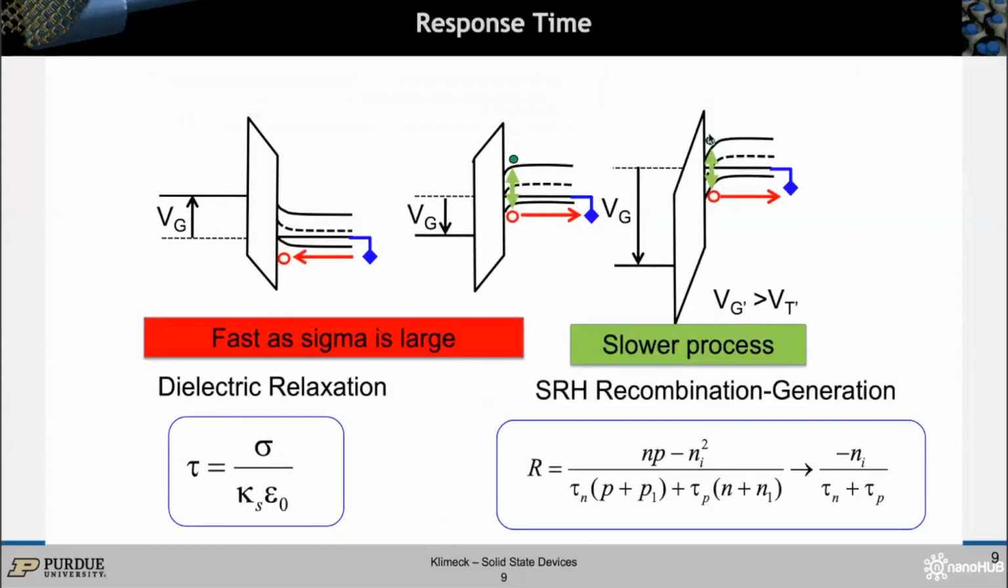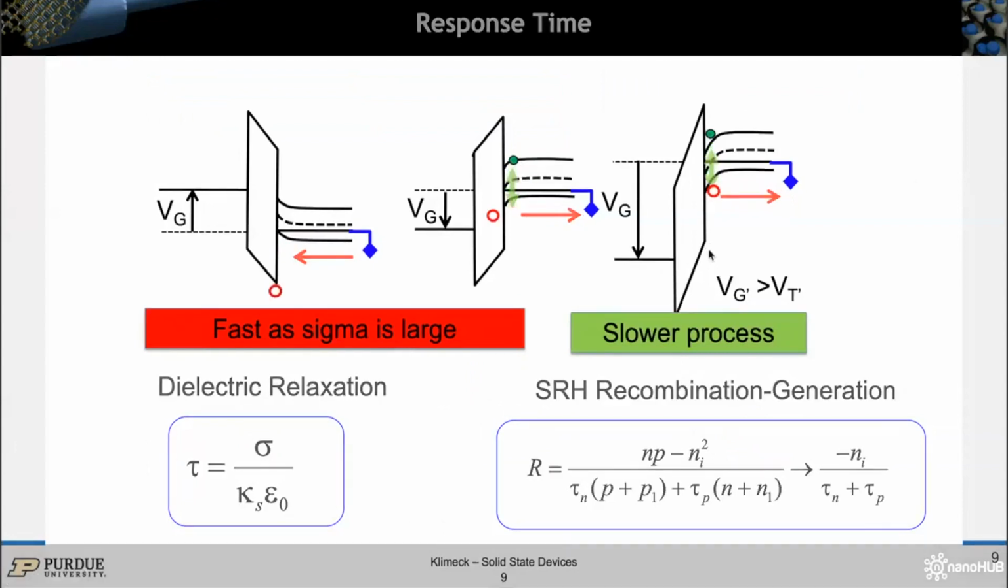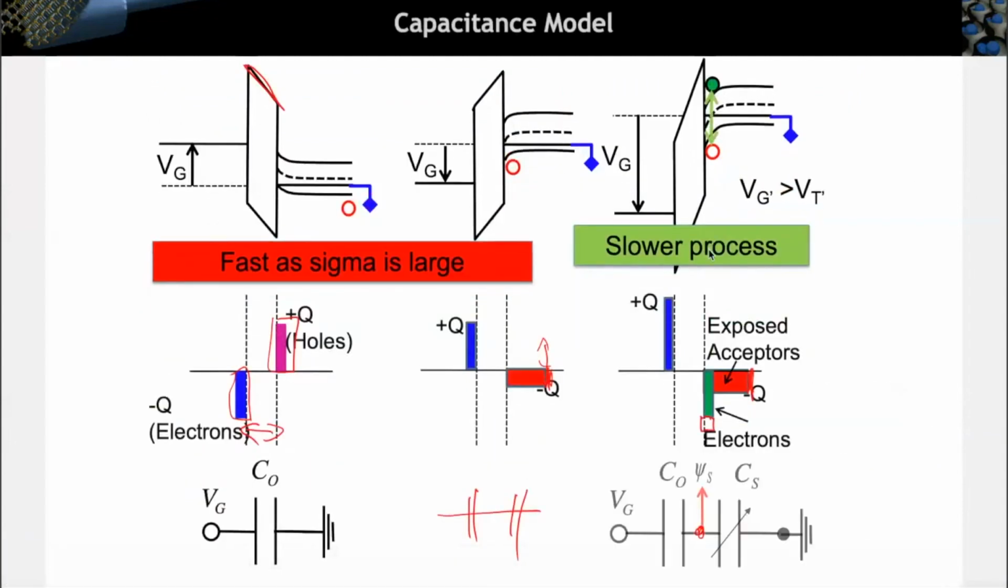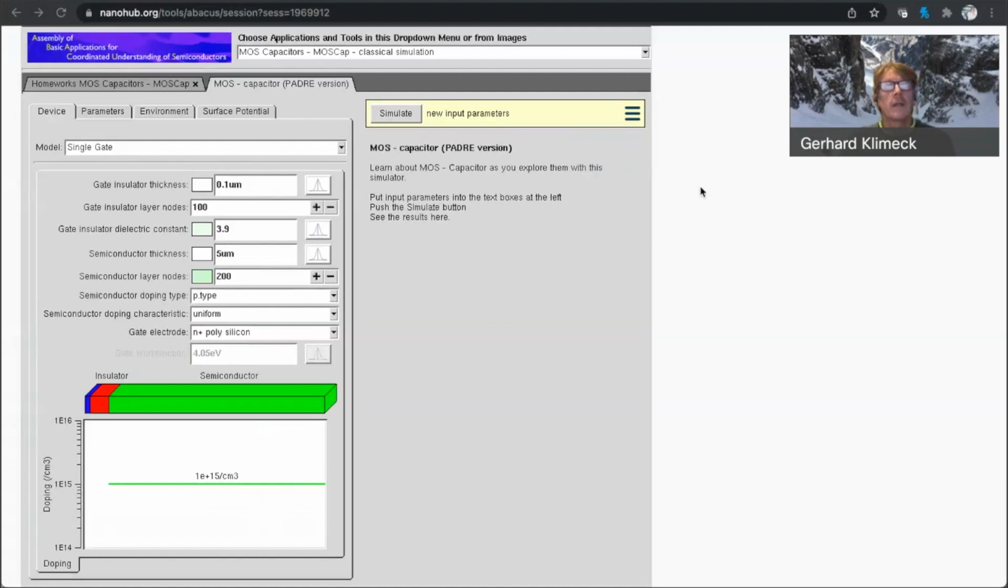The fast carriers, the majority carriers, can be rather rapid, and the relaxation here has to be small. That being said, we have these serial capacitors, and in a sense, we have a variable capacitor. That's what we're going to model in this tool. So here we have a P-type semiconductor.